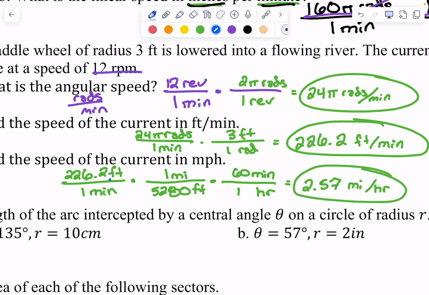I think I did that right. That's what I got. That's not terribly fast. You left it in terms of pi, that's fine. I left it at 72 pi. Yeah, that's fine.